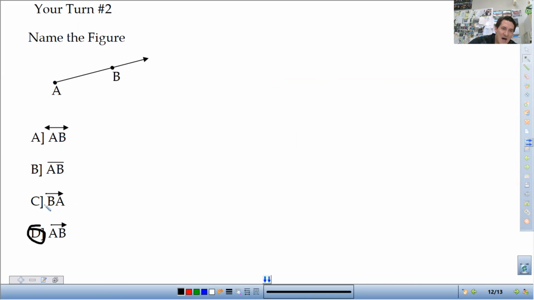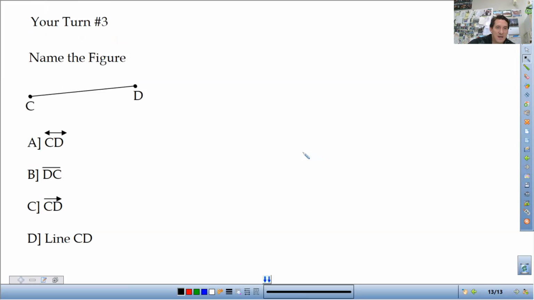This is ray BA, all right? Our ray is starting at A, extending past B. This would be going the opposite direction. It would be starting at B and extending past A, so that doesn't work. Order matters for the ray, so make sure you have it in correct order. So this one is ray AB, starting at A, extending past B, right?